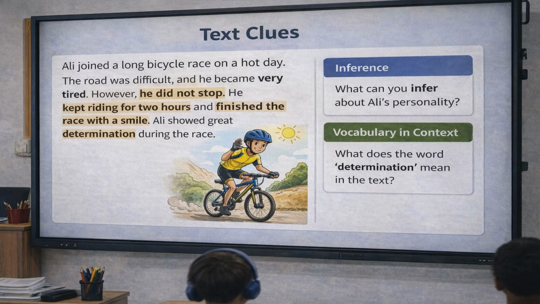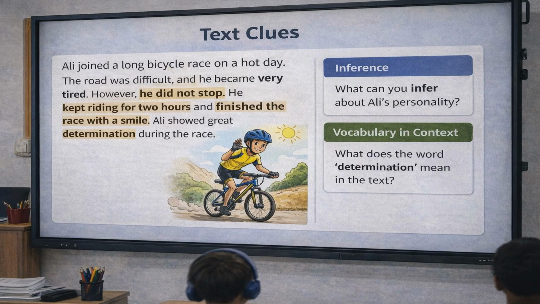For the vocabulary question, what does the word determination mean? Students should again use the clues in the text. The road was difficult. He became very tired. He did not stop. From these clues, they can understand that determination means continuing even when something is difficult.